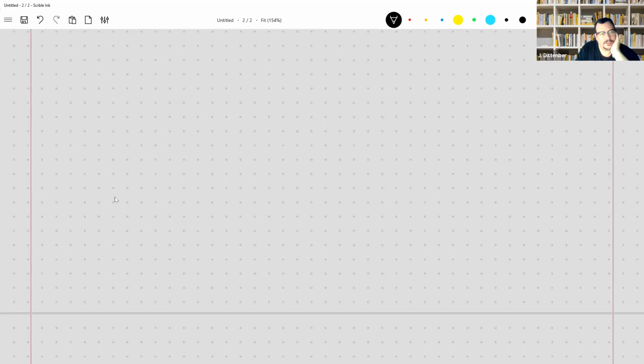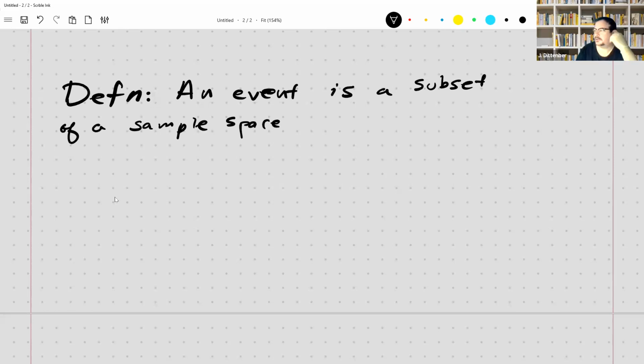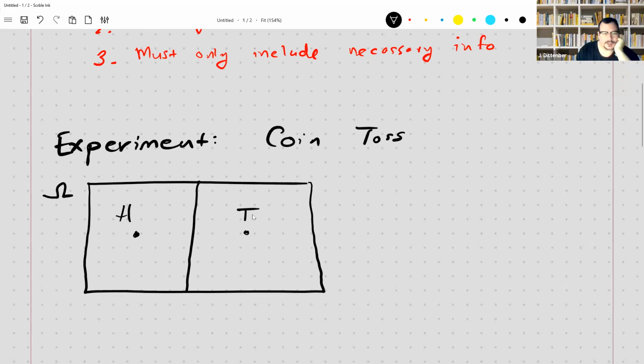So now let's go with another definition. We'll say that an event is a subspace, not subspace, sorry. It's not a space. It's a subset of a sample space. So in this case of the heads and tails, we'd say that the event where it lands on H is a subset. So you can see, I've broken the little sample space into two pieces.